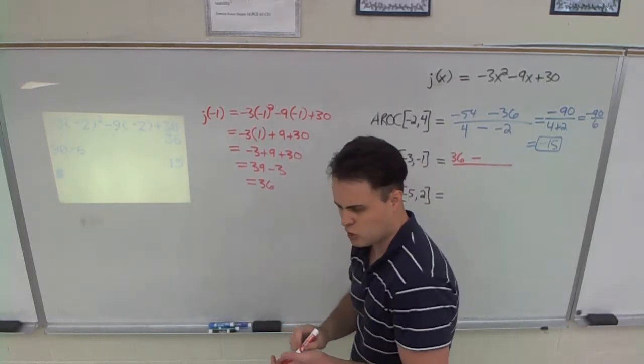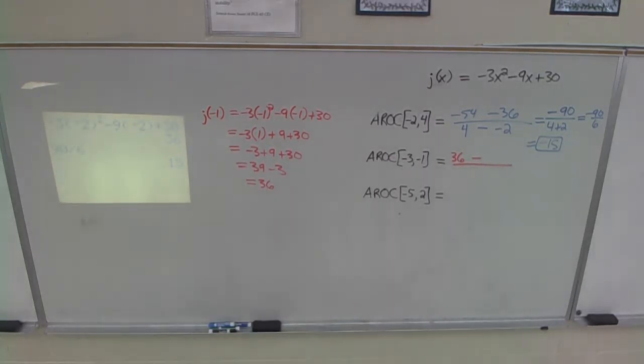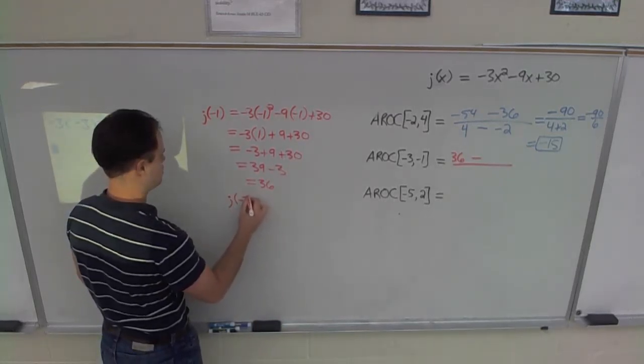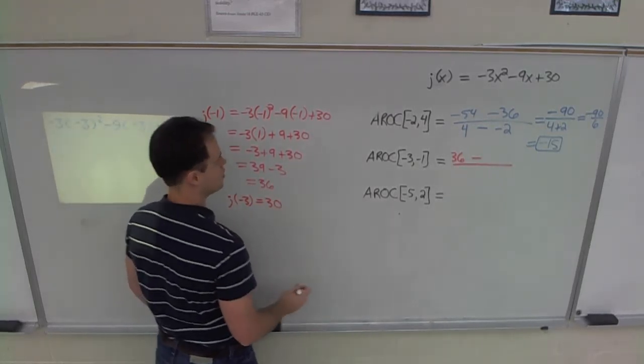Put negative 3 in. We'll just use our calculator on that one just to mix it up and get done quicker. I'm going to go negative 3 times... Oh, I'm going to put negative 3 in as well. Minus 9 times negative 3 plus 30. So I get 30 out when I put negative 3 in.